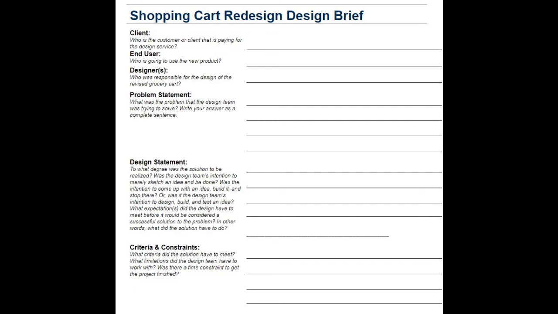So criteria are things that you want to have met. Okay, so if I want my desk to be 5 feet high, that's a criteria. If I want the top of it to be flat, that's a criteria. A constraint is things I'm working under. So cost is normally a constraint. Time is normally a constraint. You only have so much time to work with.